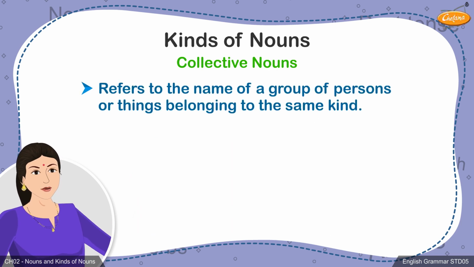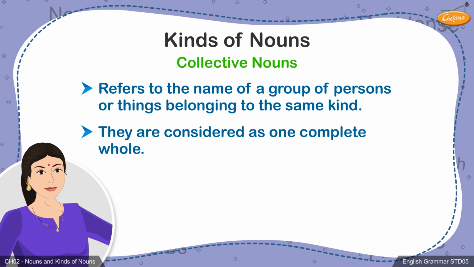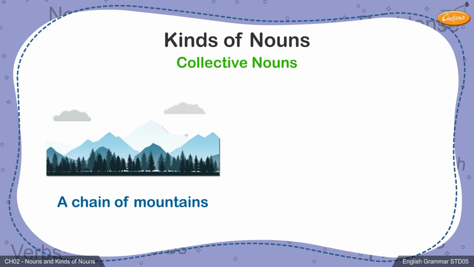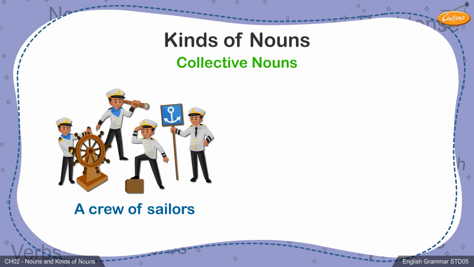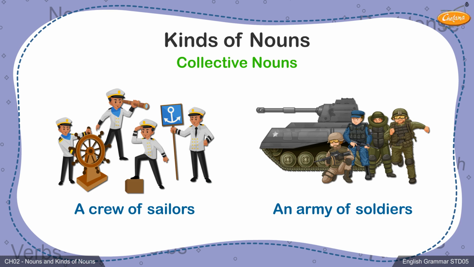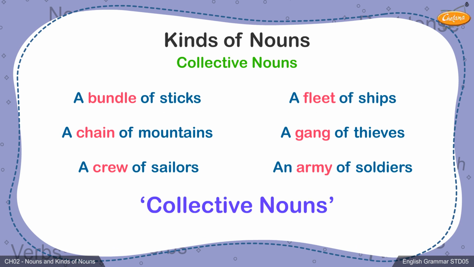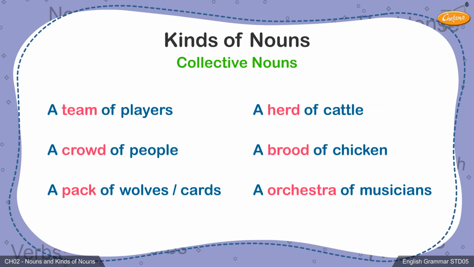A collective noun is the name of a group of persons or things belonging to the same kind. They are considered as one complete whole. For example, a bundle of sticks, a fleet of ships, a chain of mountains, a gang of thieves, a crew of sailors, an army of soldiers. All these words, bundle, fleet, chain, gang, crew, and army, refer to a collection of different nouns such as sticks, ships, mountains, thieves, sailors, soldiers, etc. Hence, all of these terms are called collective nouns. In order to learn more about different collective nouns, carefully read the entire table given in your book.